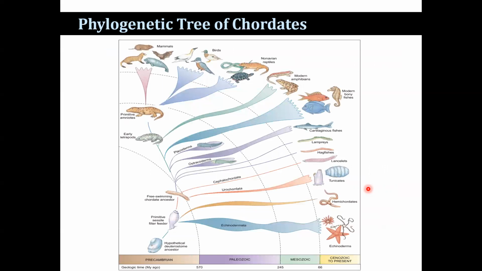Now this is a phylogenetic tree. The phylogenetic tree shows the Precambrian hypothetical deuterostome ancestor, and from there a primitive sessile feeder, and from there a free-swimming chordate ancestor, and then the several branches: Urochordata, Cephalochordata, hagfish, lamprey, cartilaginous fish, etc. Then early tetrapods, the primitive tetrapods, and then reptiles, birds, and mammals.